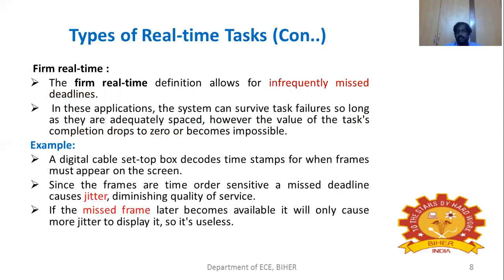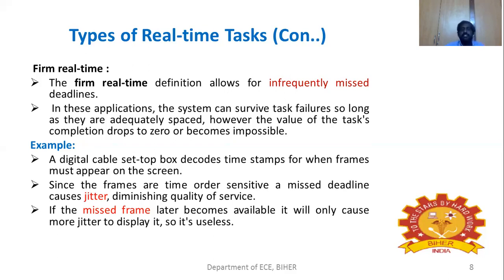Firm real-time. The firm real-time definition allows for infrequently missed deadlines. In the previous case, it is frequently missed deadlines. Here it is infrequently missed deadlines. In these applications, the system can survive task failures so long as they are adequately spaced. However, the value of the task completion drops to 0 or becomes impossible.